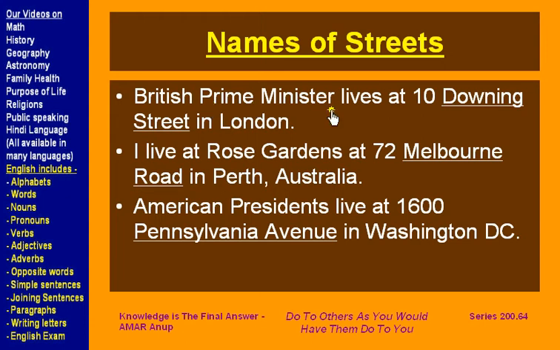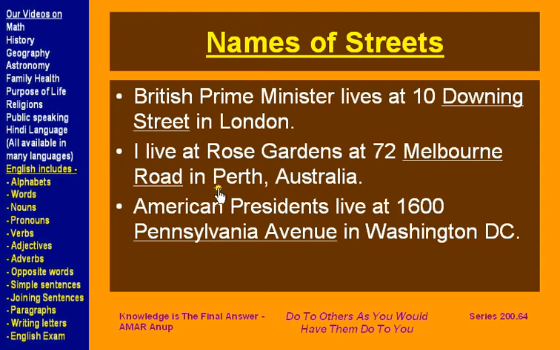British Prime Minister lives at 10 Downing Street in London. Downing Street is the name of a street in London. So the first alphabet of Downing, that is D, and S of Street is capitalized. Another example. I live at Rose Gardens at 72 Melbourne Road in Perth, Australia. Melbourne Road is the name of a road. So M in Melbourne and R in Road is capitalized.